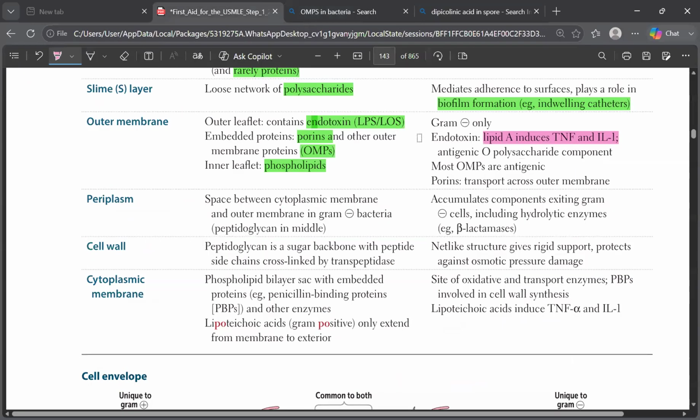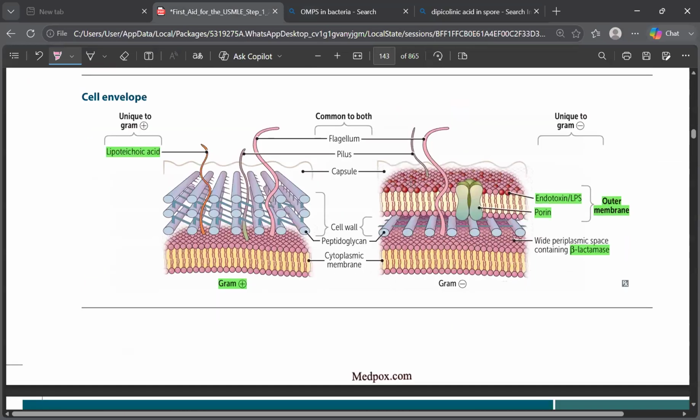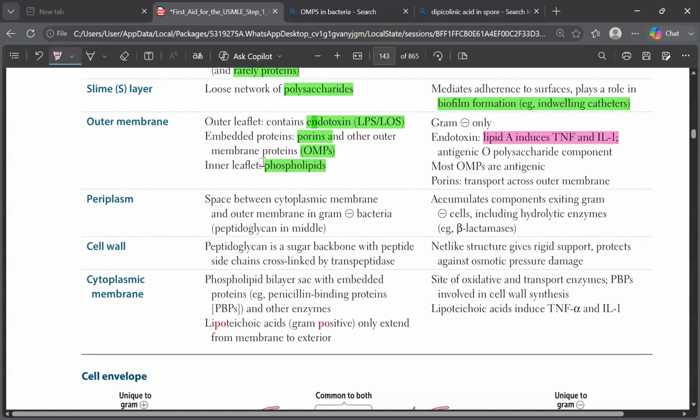Okay, so outer membrane proteins. Most outer membrane proteins are antigenic, and porins transport across the outer membrane, right? So, porins and other outer membrane proteins. The outer layer is composed of lipopolysaccharide, which has an endotoxin, lipid A. It is composed of lipid A and phospholipid that extends outward, an O polysaccharide component and a core polysaccharide component. The outer leaflet also has porins and other outer membrane proteins. The inner leaflet has phospholipids.